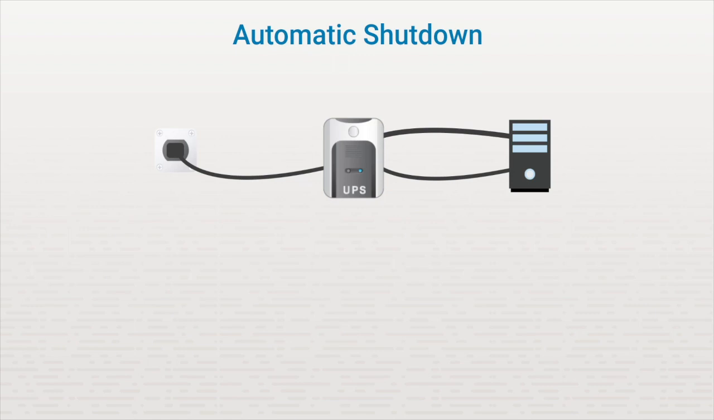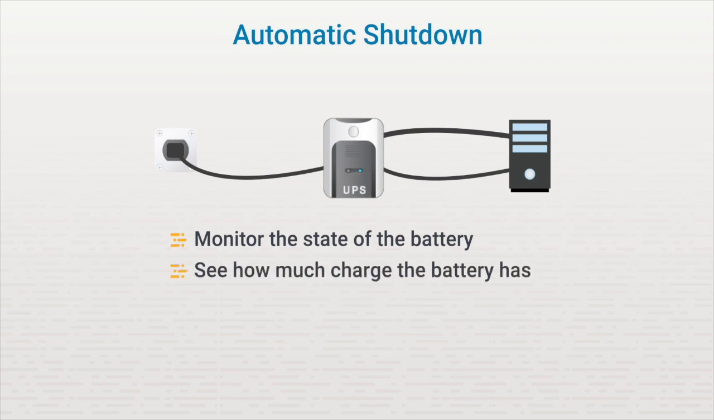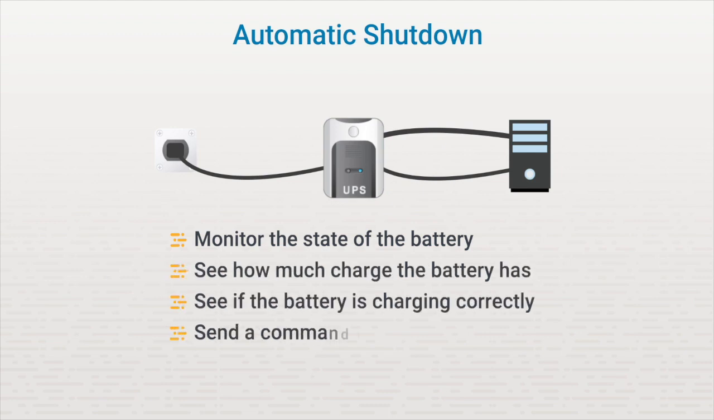To configure automatic shutdown, we'll connect the management cable, usually a USB or serial cable, from the UPS to the PC system. The management cable allows communication between the UPS and the operating system running on the computer. Using this cable, the operating system can monitor the state of the battery, see how much charge the battery currently has, see if the battery is charging correctly, and send shutdown commands to the operating system.